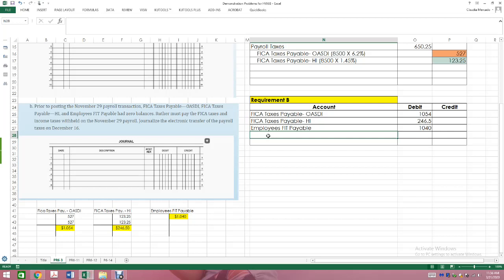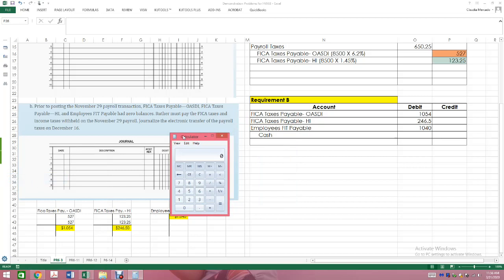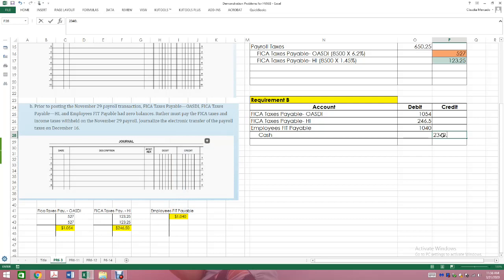So now you're going to submit the money electronically. So they're going to deduct the money from your checking account. And the total amount that we are going to pay out is 1,054, 246.50, and 1,040. That's going to be 2,340.50. That is how much cash is going to be taken out of your account. Okay, so now what went on here? What we're going to do is we're going to take the money out of our accounts.